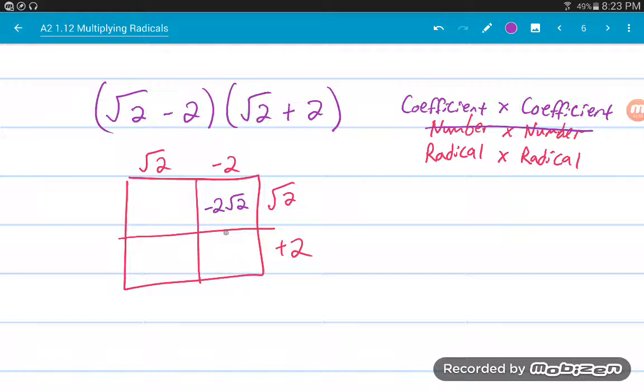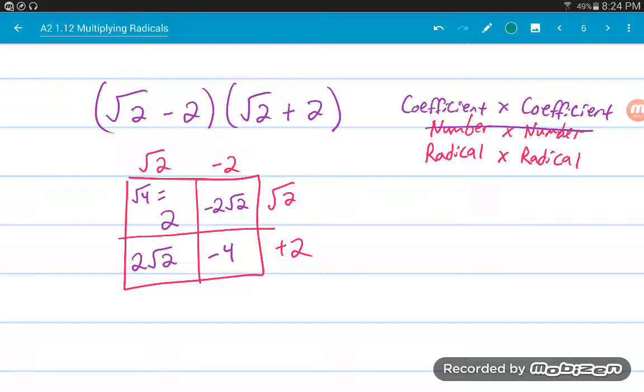On the bottom right, negative 2 up top times positive 2 on the side is going to get me negative 4. For the top left, I'm going to get radical 2 times radical 2. It's the intersection of these two. So what that's going to give me is radical 4, or radical 2 squared. But either way, what's the square root of 4? It's 2. So they're equal to the same thing either way. For the bottom left, it's going to be radical 2 times positive 2. So it's going to be 2 radical 2.